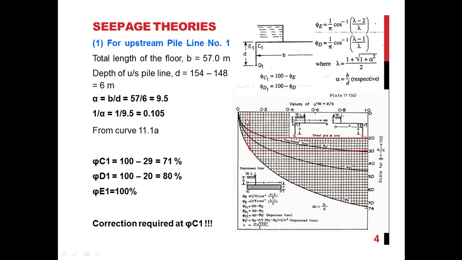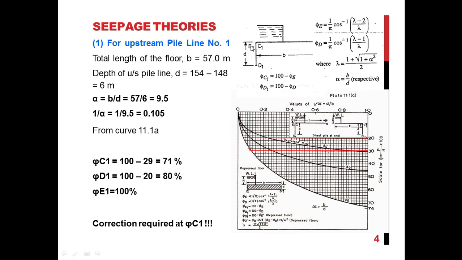On the graph, the value of 0.105 is here, and coming to the curves phi D and phi E, the value of phi D is equal to 20, while the value of phi E is equal to 29. So putting these values in these equations, we get phi C1 equal to 71%, and phi D1 equal to 80%, while phi E1 is equal to 100%.